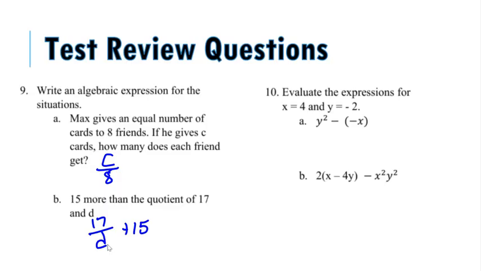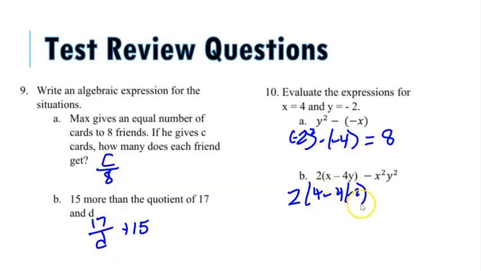In question 10, evaluate the expression for x equals 4 and y equals negative 2. So I'm just going to substitute those values in. So right now I got negative 2 squared minus a negative 4. And this is going to give us negative 2 squared is 4, minus a negative 4, which means I'm really adding 4, which is going to give us 8.